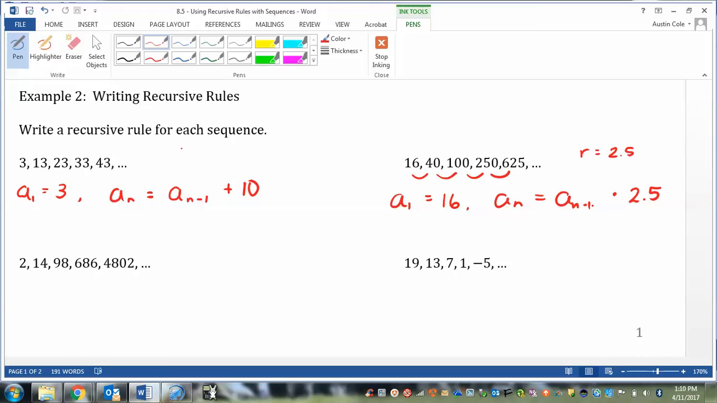Arithmetic or geometric? Geometric, right? What's our ratio? 7, I believe. We can check some of these higher ones, but I believe those are both 7. I don't know those off the top of my head, but I believe it is 7. So we need to again identify a sub 1. A sub 1 is 2. So a sub n is going to equal a sub n minus 1 times 7.